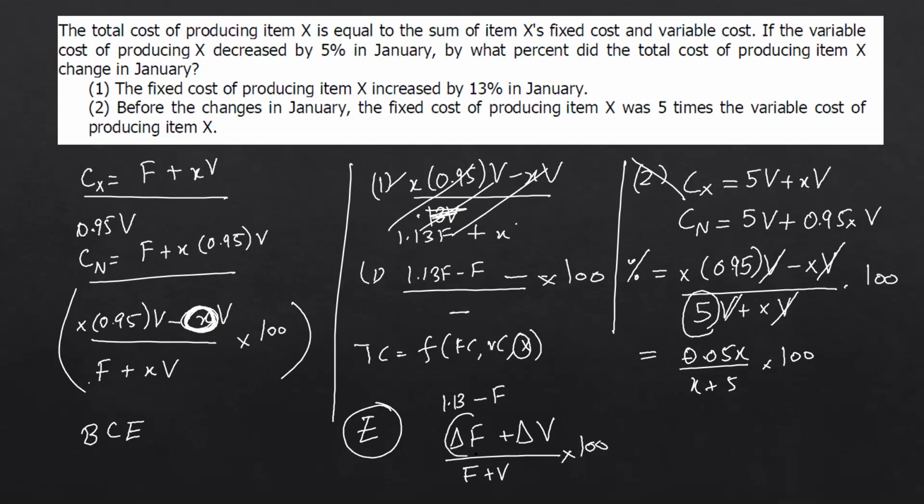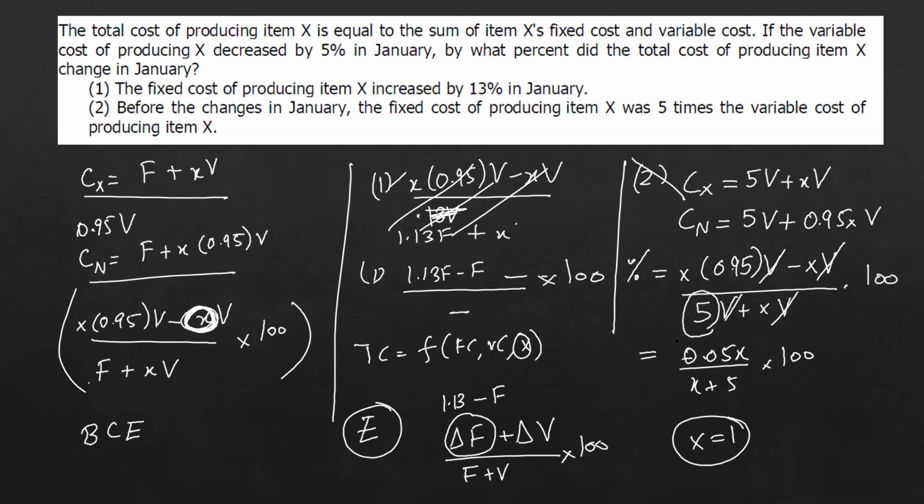Is it not talking about only one item X? So should we really consider the number of units, or is it just one unit? Okay, if you consider it to be one unit, then the second statement is sufficient. If you consider X to be 1, then the second statement is sufficient. But it's not telling me that here. It says cost of producing item X.